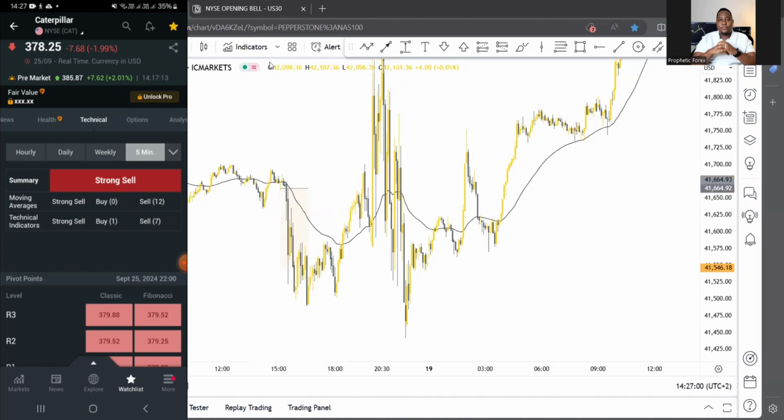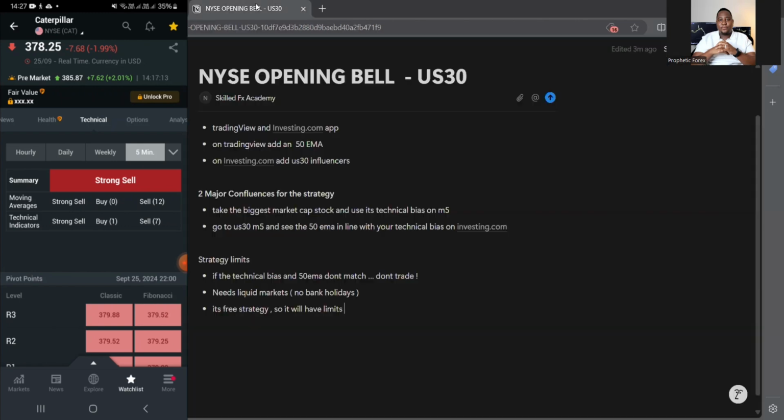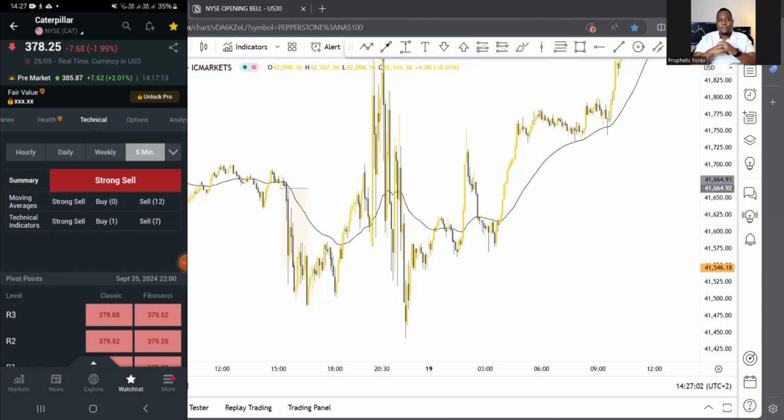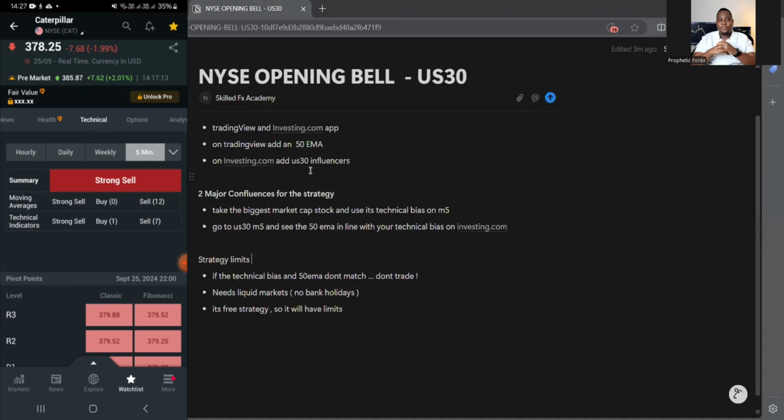Of course, the first confluence is always seeing again the technical bias that you have on your investing.com. And then once again, you want to go to your TradingView and see if the EMA is supporting or is resisting according to your technical bias. So if they match, you take the trade. And if they don't match, that's when we go into the strategy limits.